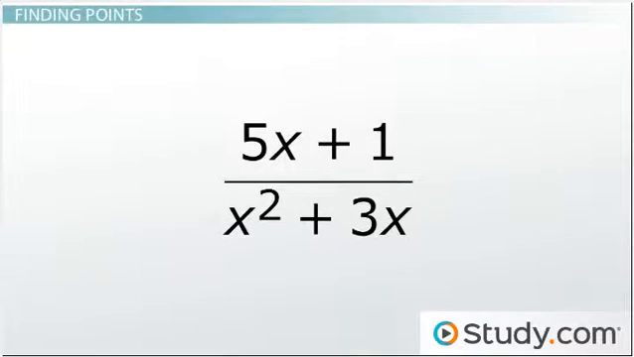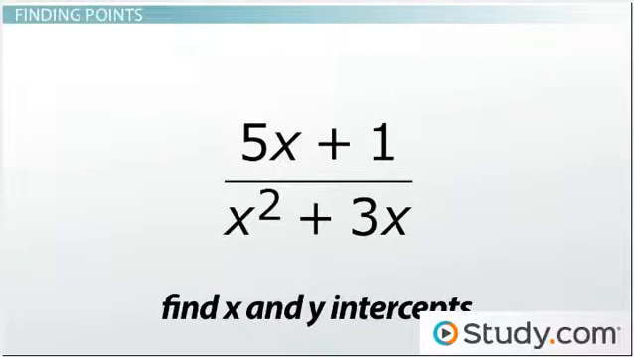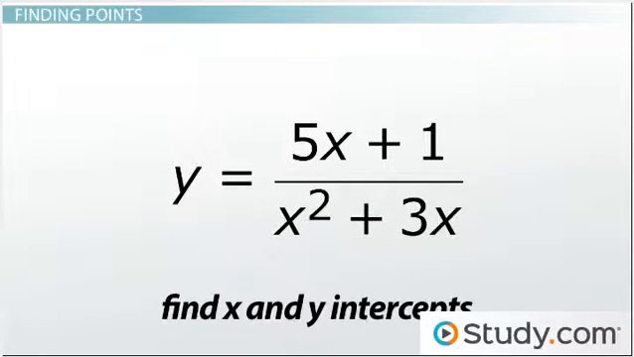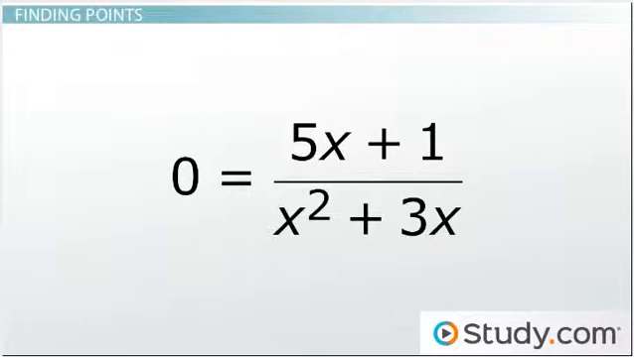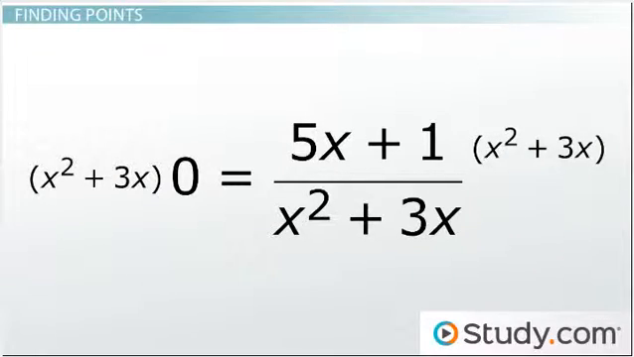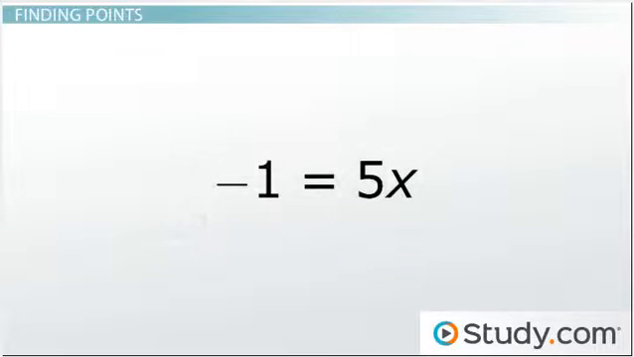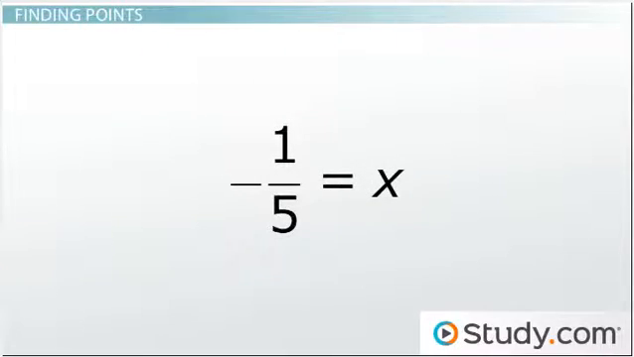First, we find our x and y intercepts, or where the graph crosses the x-axis and y-axis. To find where the graph crosses the x-axis, we set y equal to 0 and solve for x. So we have 0 is equal to (5x plus 1) over (x squared plus 3x). To get x by itself, we begin by multiplying both sides by the denominator to get 0 is equal to 5x plus 1. Then we subtract 1 from both sides to get negative 1 is equal to 5x. Then we divide by 5 on both sides to find that our x-intercept is x is equal to negative 1/5.